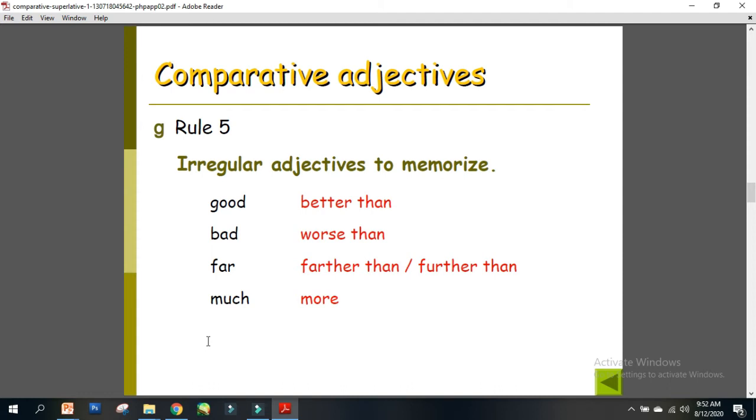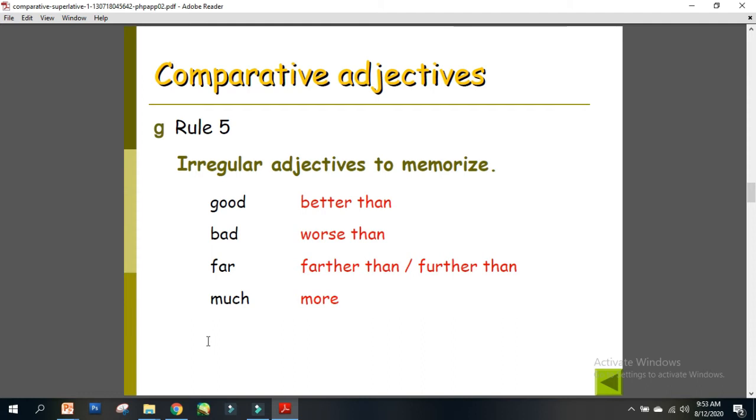Good, better. And then bad. If you want to compare two things, bad becomes worse, not better but worse. Good, not gooder, but better. Far, not farer, but farther or further. Much, not mucher, but more.